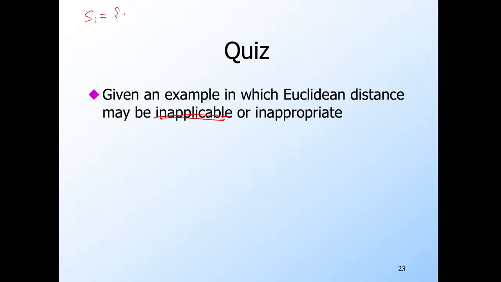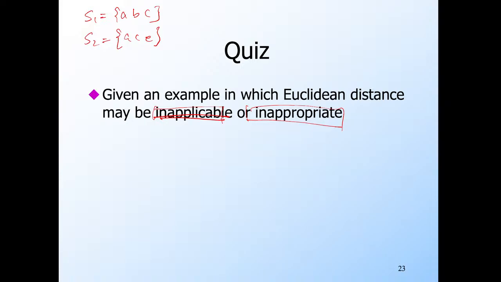Set 1 is A, B, C. Set 2 is A, C, E. How to define the distance? You just cannot use Euclidean distance. So that's an example where Euclidean distance is inapplicable. How about when it's applicable but inappropriate?